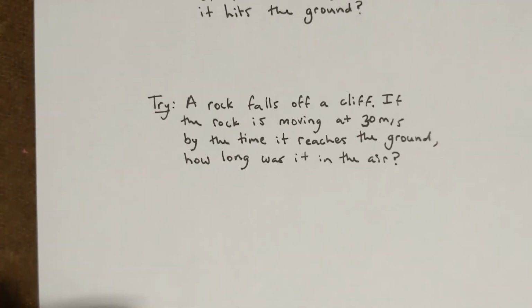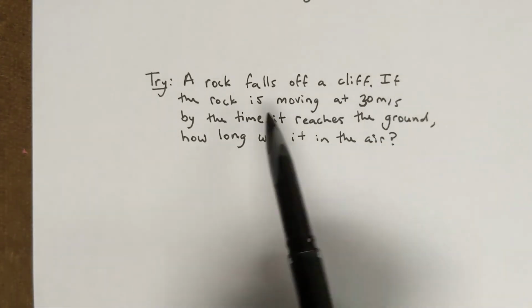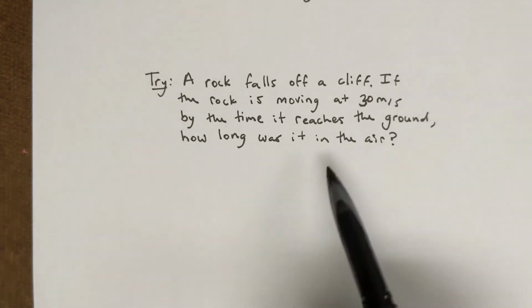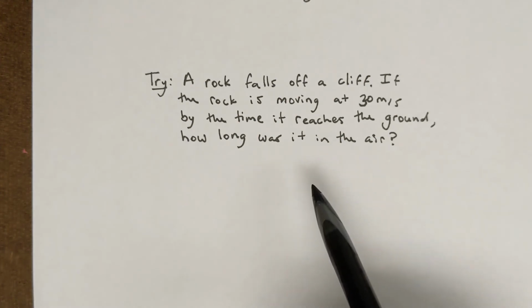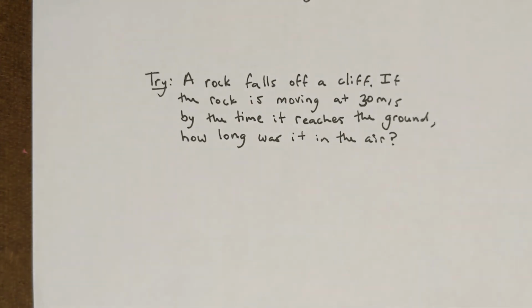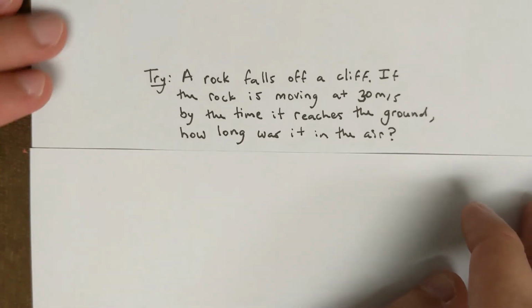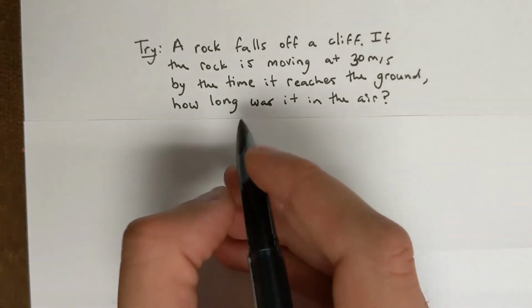So now I'm going to give you one to try. This one says a rock falls off a cliff. If the rock is moving at 30 meters per second by the time that it reaches the ground, how long was it in the air? So we want to know for how much time the rock spent falling. So go ahead and pause the video, try this one on your own. Okay, hopefully you tried it so that you can get some practice working these problems out yourself. But here's the solution so you can check your work.